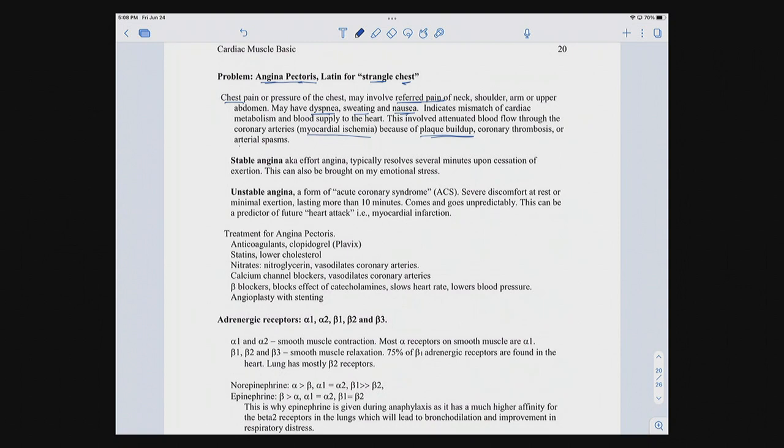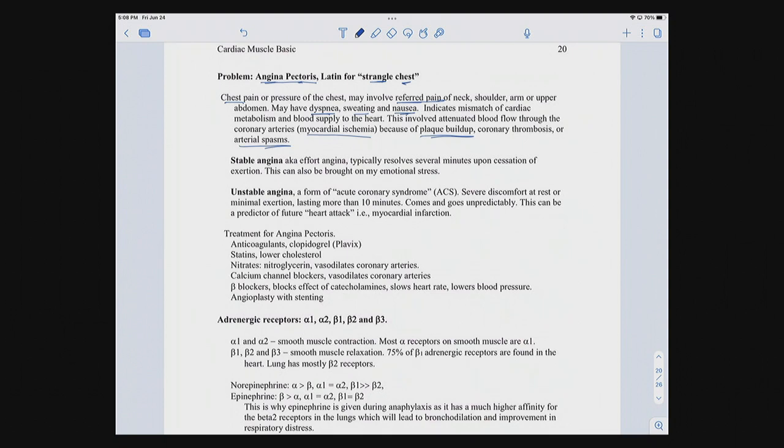Or you could have arterial spasms, those smooth muscles in those coronary arteries just contract for whatever reason, again, decreasing the radius, increasing the resistance, leading to compromised blood flow to the heart tissue. So lots of ways of getting there.